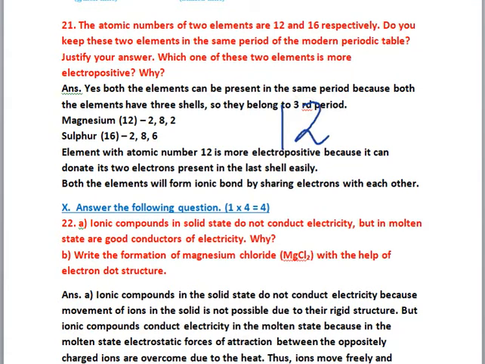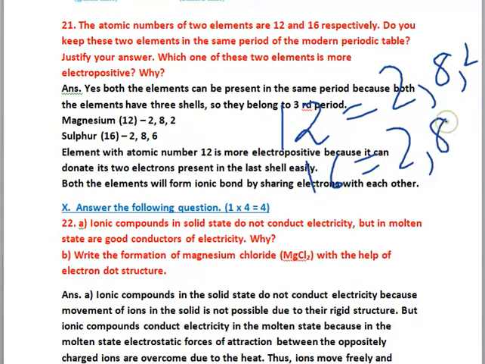So we can write their electronic configuration. 12 can be written as 2, 8, 2, and 16 can be written as 2, 8, 6. You can see that both the elements, with atomic numbers 12 and 16, have 3 shells, K, L and M. So we will keep these two elements in the same period, the third period, because both of them have 3 shells. So both the elements can be kept in the third period of the periodic table.